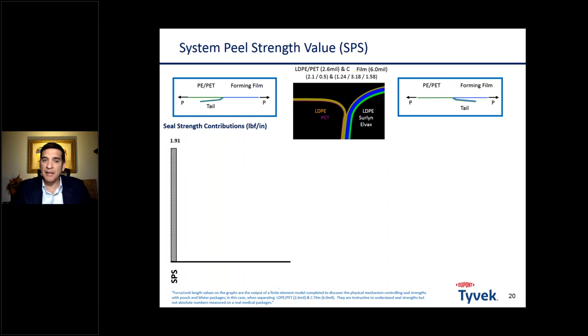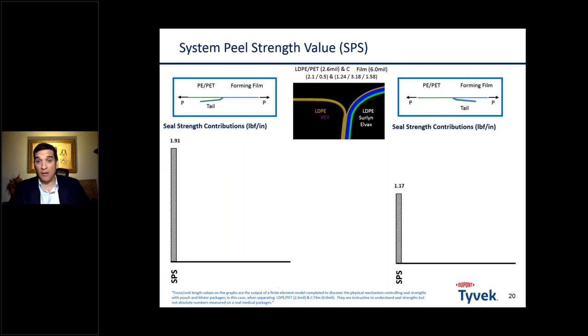If I bend back towards the polyester, my system peel strength in this particular example was 1.9. Now, in the second sample, the peel strength is 1.17. So why is that the case? We were able to do an analysis of the materials. We did a finite element analysis to actually quantify where those energy absorption points were coming from. And this is what we found.